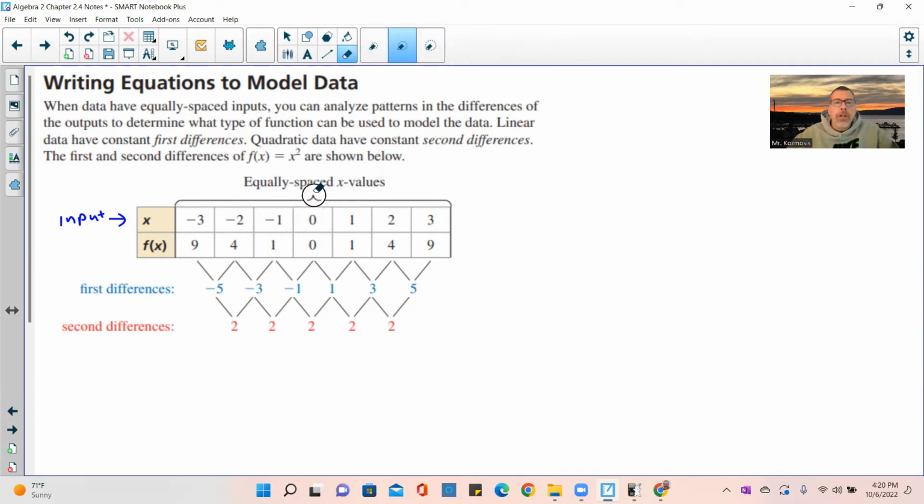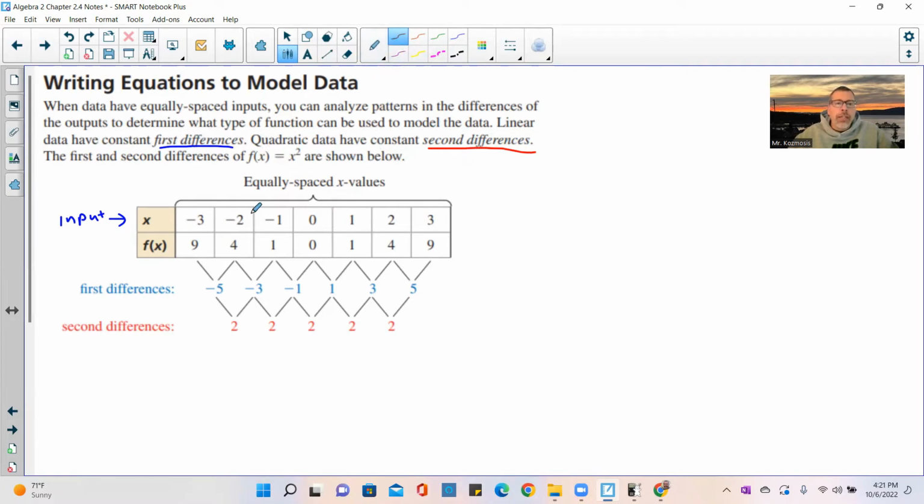So that's step 1. Is the input equally spaced? If so, you can continue. Then you look at the outputs and you take the difference. So you can analyze patterns in the difference of the outputs to determine what type of function can be used to model that data. Linear data have constant first differences. So the first difference is constant. Quadratic data have second differences. The first and second difference of f of x equals x squared are shown below.